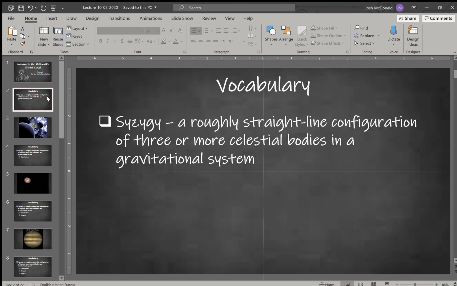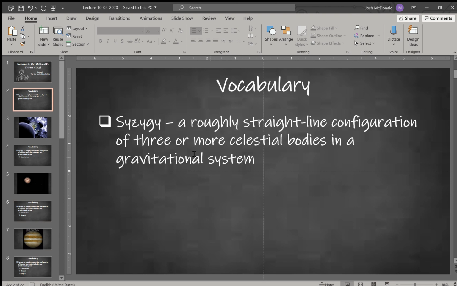So I'll start out with a vocabulary word, and it's kind of an interesting concept, and I'm sure you'll understand it, even though this word is a little strange looking. The word is syzygy, and it is a roughly straight line configuration of three or more celestial bodies in a gravitational system.